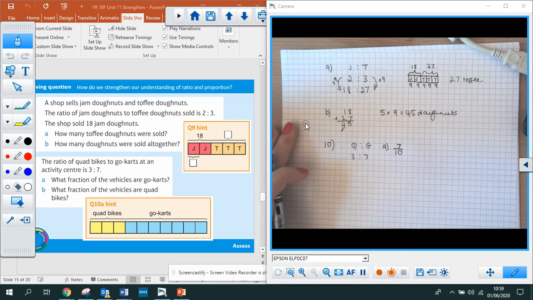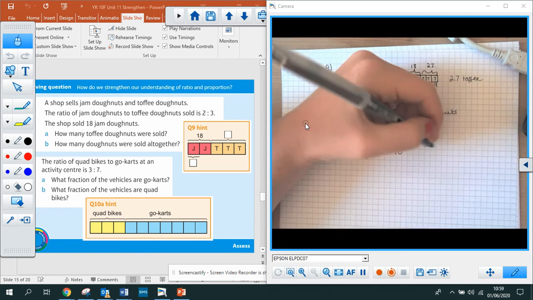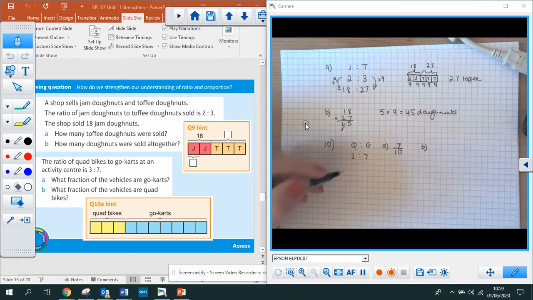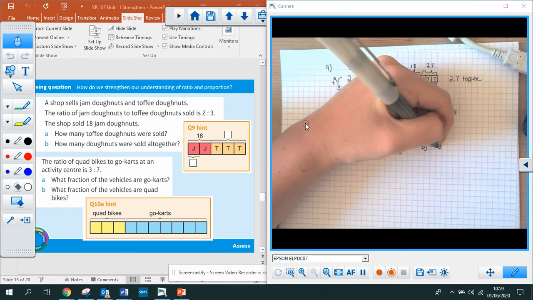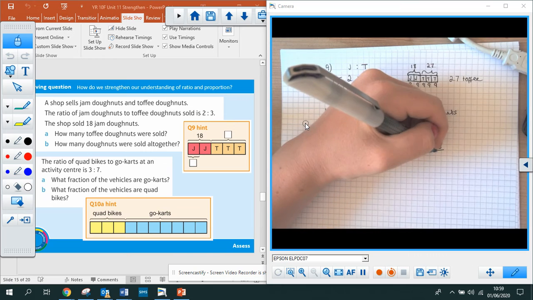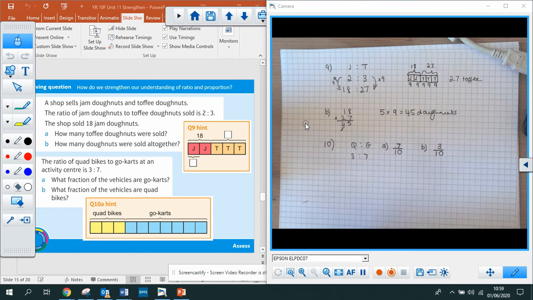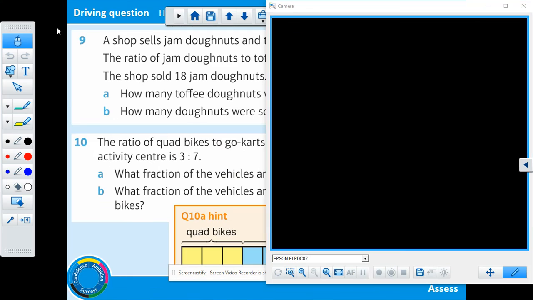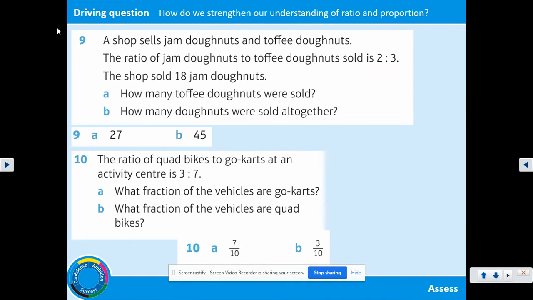Part B says, what fraction of the vehicles are quad bikes? It's done in the same way. 3 belongs to quad bikes, so 3 is my numerator, my top number, and the total number of parts is 10, as we already worked out. So 3 out of 10 of the vehicles at the activity centre are quad bikes. And that's your answer there. Well done if you got that one and remembered. The answer's on the screen.